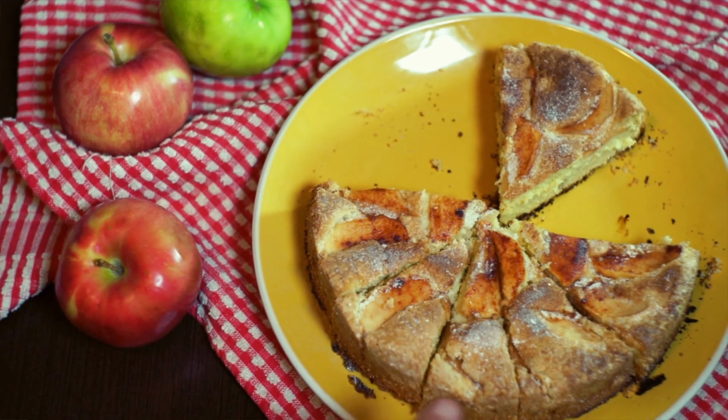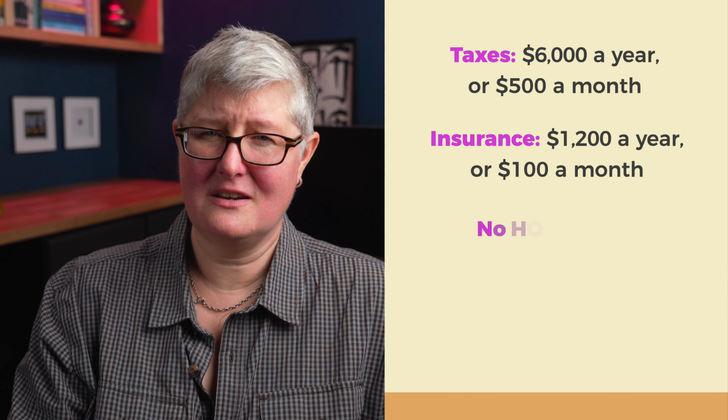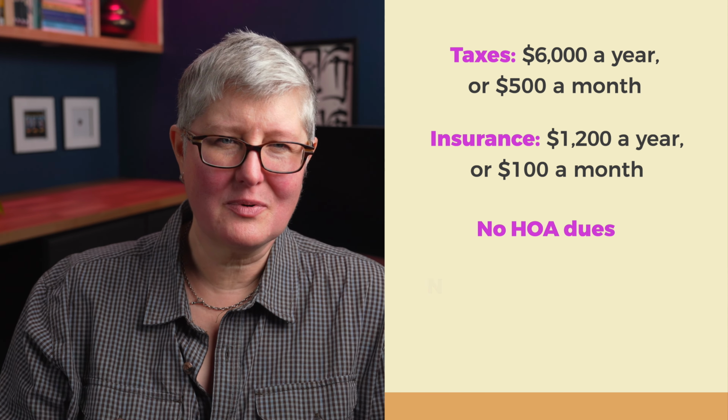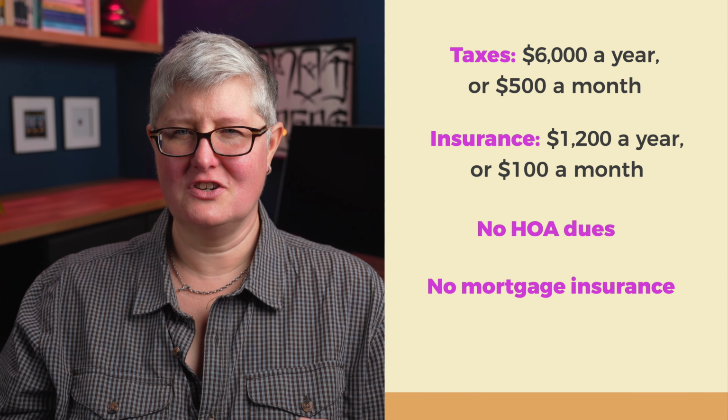So let's pick up where we left off with our example, and we're going to say the taxes on the home you like are $6,000 a year. That works out to $500 a month. And we'll estimate homeowners insurance at $1,200 a year, or $100 a month. And we're going to keep things simple and say there are no HOA dues, and that you're going to put 20% down so we don't have to pay mortgage insurance.